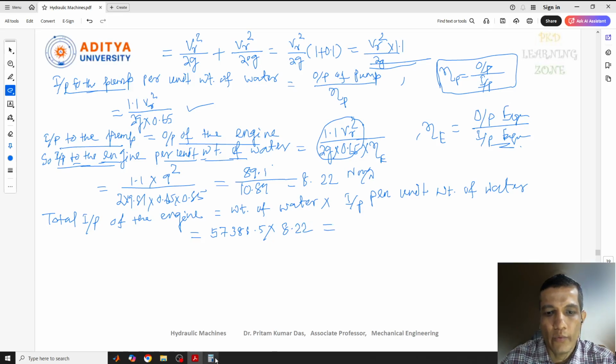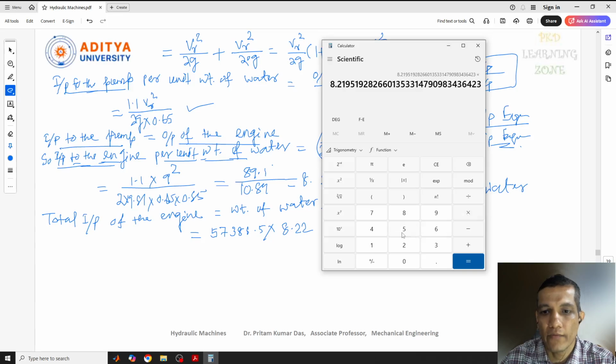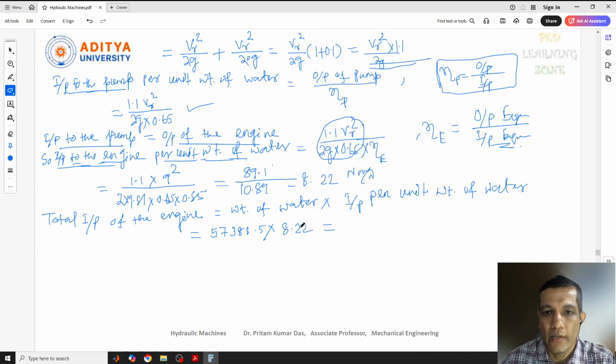Just multiply what we got previously, 57,388.5 by 8.22, and we get 471,705.5. So this is in Newton meter. This is the total input of the engine.